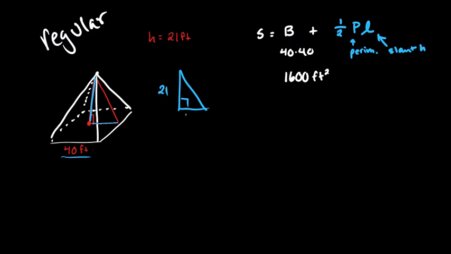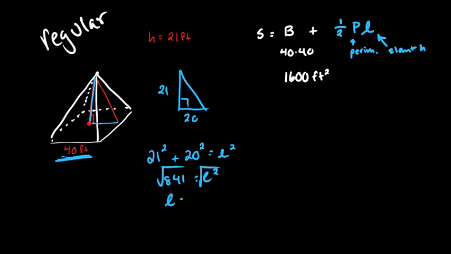So this is 21, and this is half the base. So the base of this triangle is actually half of the base, so that means this is going to be 20. So if I use the Pythagorean theorem, a squared plus b squared equals c squared, which that's going to be your slant height, so I can replace that with L. That adds up to 841 for L squared, and in order to find what L is, I need to take the square root. So L ends up being equal to 29. So that means my slant height, right here, my slant height is 29. So I can now plug that in.